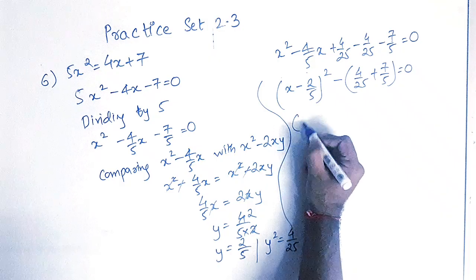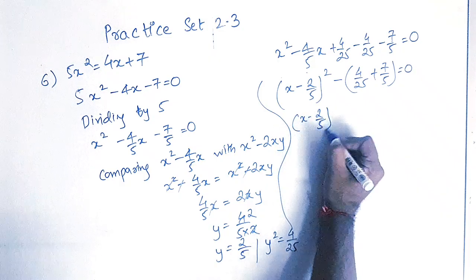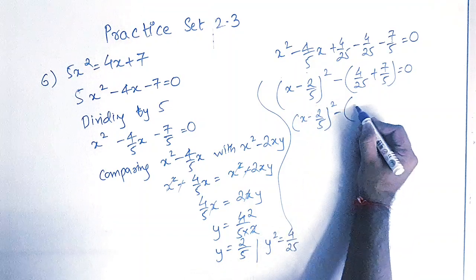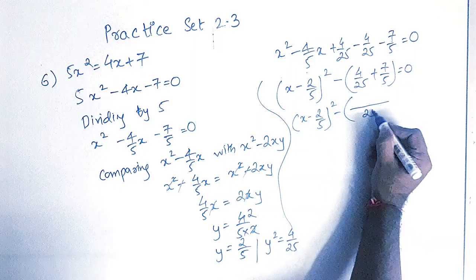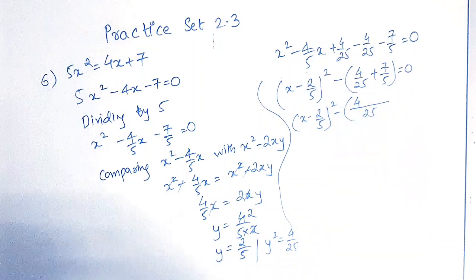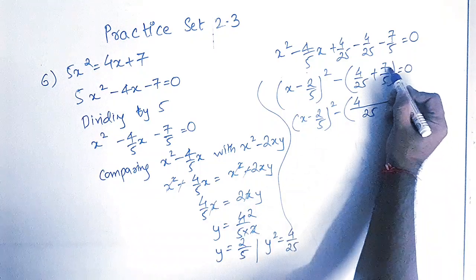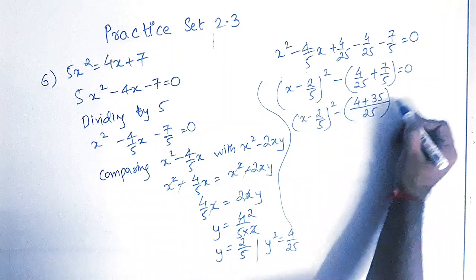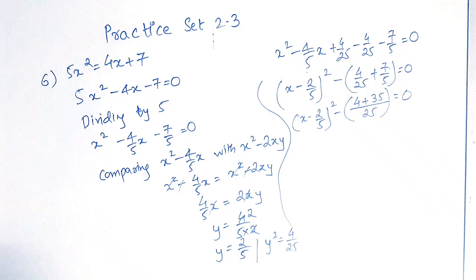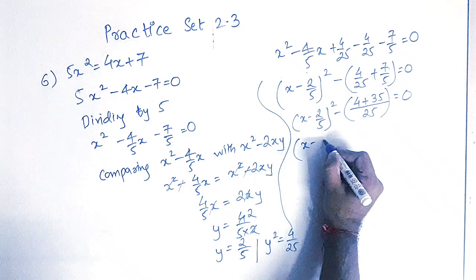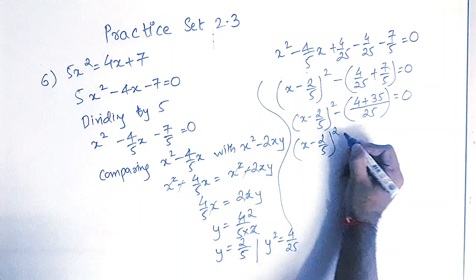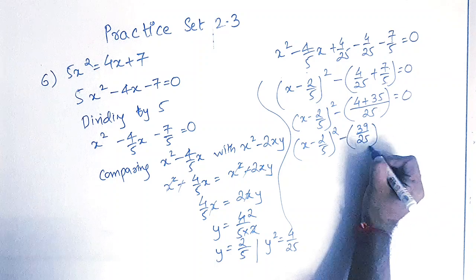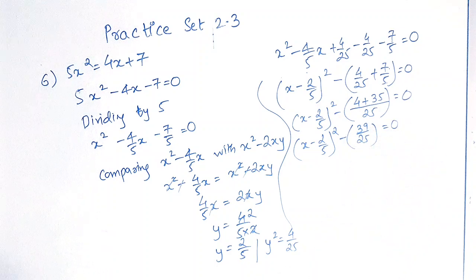Okay, now x minus 2 by 5 the whole square minus this, let us take common denominator 25. Okay, so this will be 4, same, but this we have to multiply by 5, so this has to be multiplied by 5 also, so 7 fives becomes 35. Okay, now x minus 2 by 5 the whole square minus 39 by 25 equals to 0.